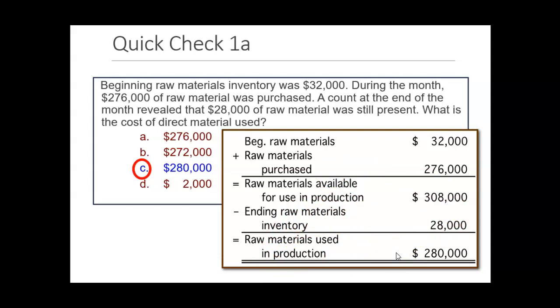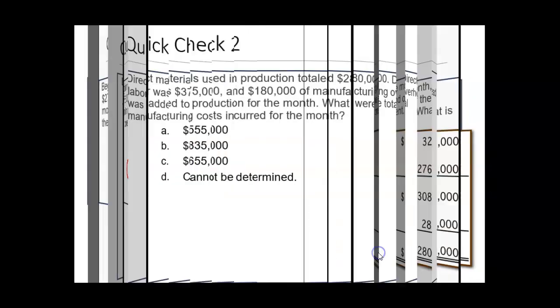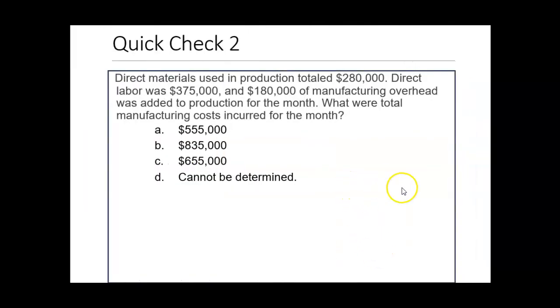Therefore, the amount of raw material used for the period is $280,000. That amount will be transferred from raw materials over to your work in process inventory account. Next, direct material used in production totals $280,000. Direct labor was $375,000, and $180,000 of manufacturing overhead was added to production for the month, meaning that was the amount of the applied overhead.